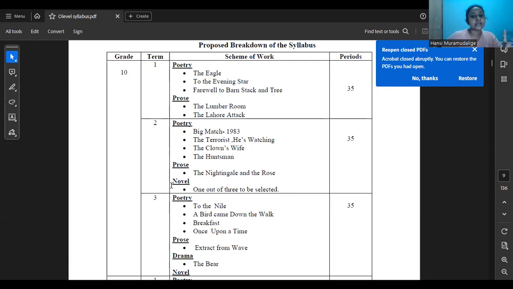And in the second term, we are going to select 1 of the novels. So I may say I am doing The Vendor of Sweets. Right? I am doing the novel The Vendor of Sweets with you.